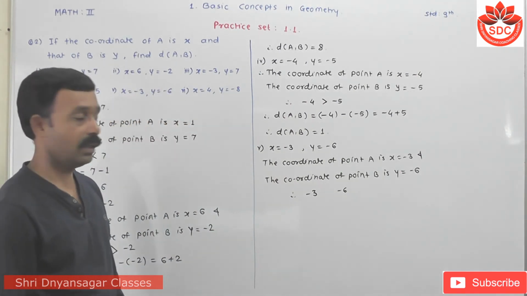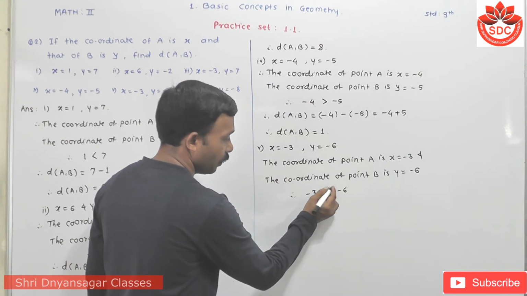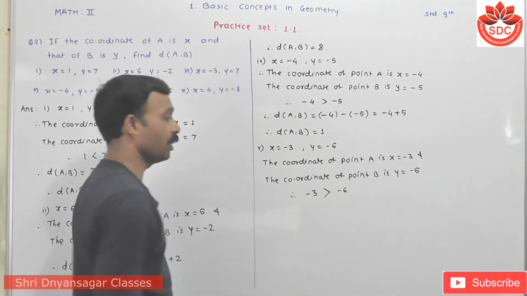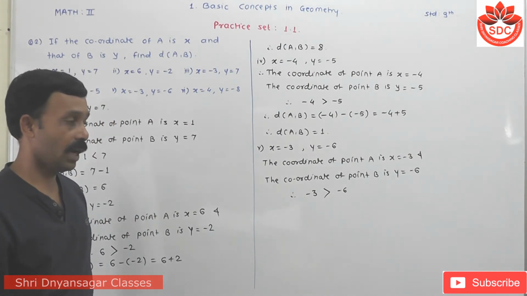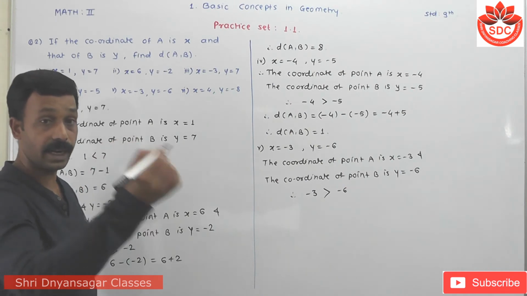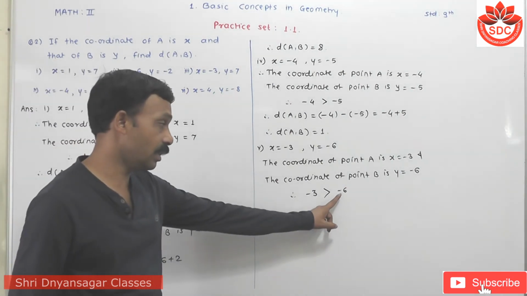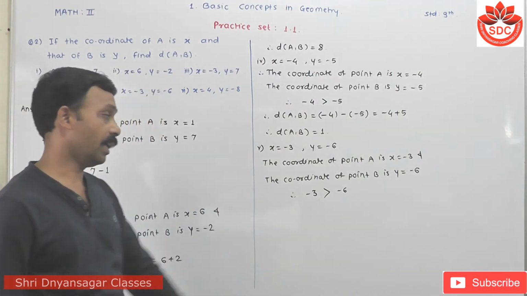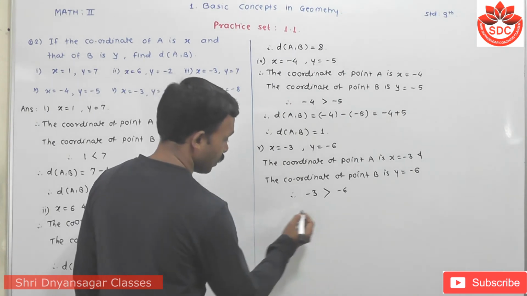Which is the bigger one? Minus 6 is the bigger one. Sorry, which is the bigger one here? Minus 3 is bigger than minus 6. Because on the number line, the number which is on the right hand side is greater than the number which is on the left hand side. This is the left hand side number, this is the right hand side. So minus 3 is greater than minus 6.